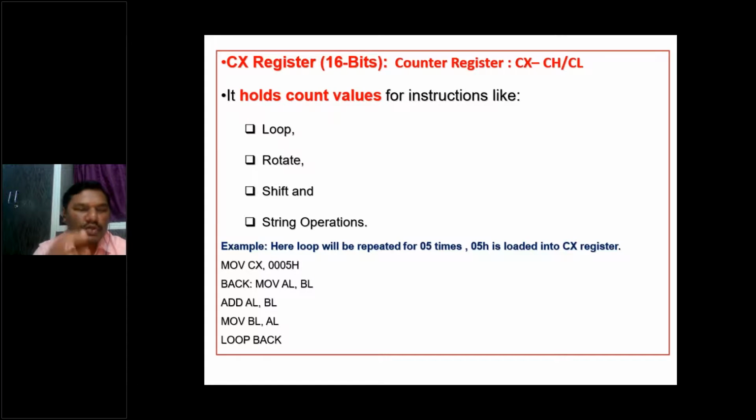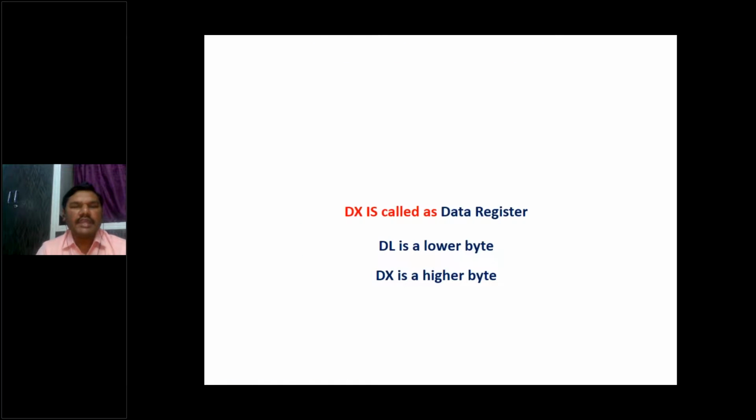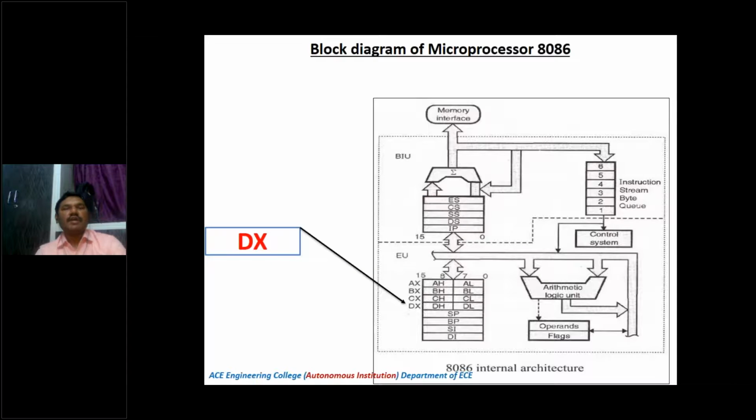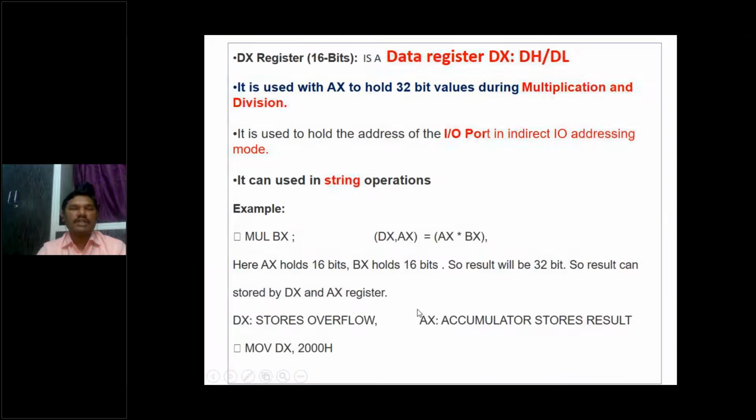But here, to perform 5 times addition of 5 values, we need the CX register. DX is called the data register. The block diagram of 8086 has this one, and here it is called the DX register, which is also called the data register. Its main motto is to perform string operations and the multiplication and division operations.